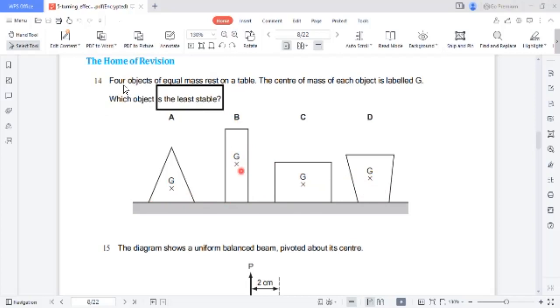The position of B, its center of mass and base area, are totally against the requirement for stability. So that's why this one is the least stable. The most stable may be this one or this one, and then we can expect them. But the least one is B. Our option for the least stable object is B. The reason is its base area is small and its center of mass is high.